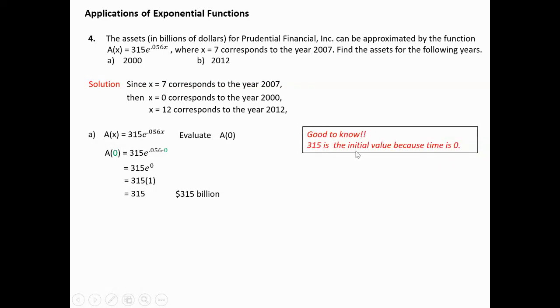Okay, this is good to know. The 315 is called the initial value because the time is 0. This will be crucial for the next example that I'm going to cover. But in the meantime, let's do B.